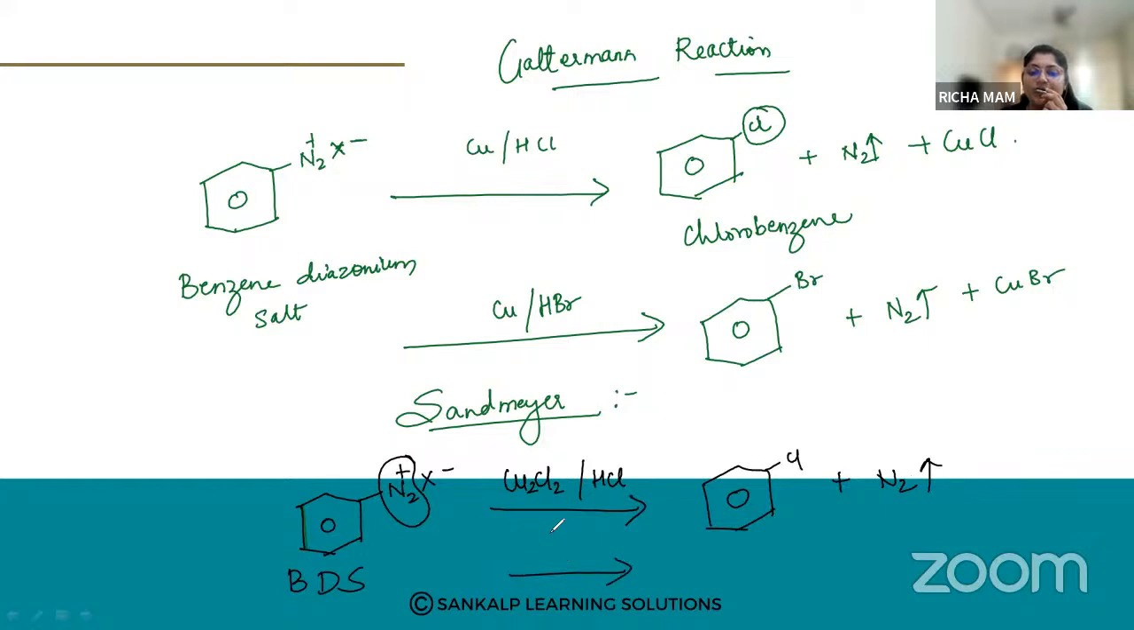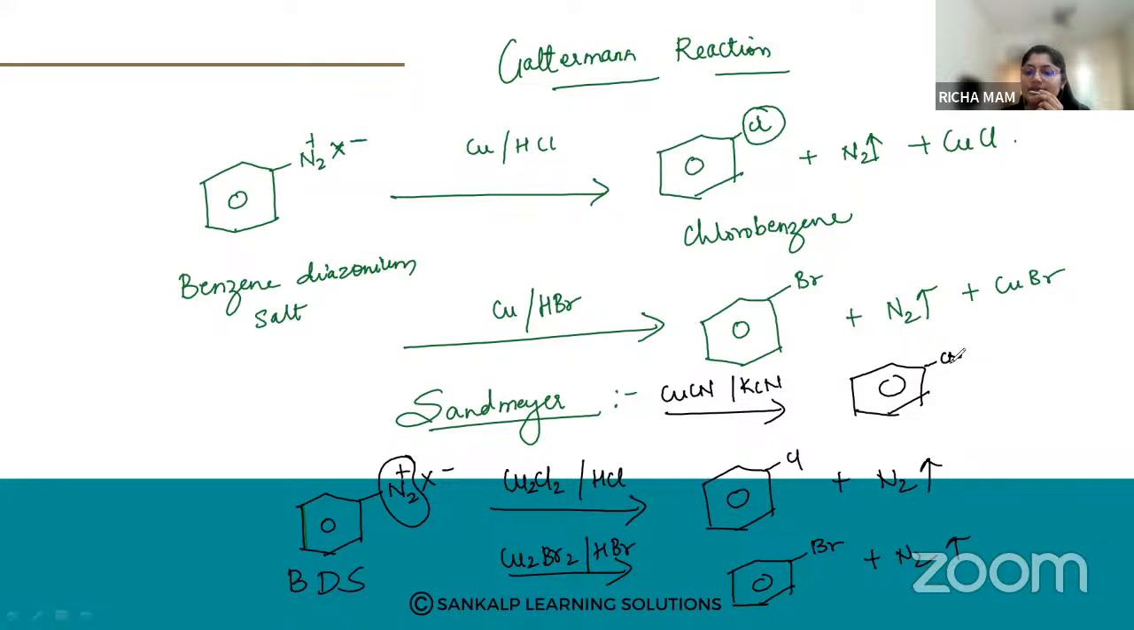If I want to take Br-, Cu2Br2 in the presence of HBr, what I'm going to get? Ar-Br plus N2 gas. If I want to introduce cyanide, it is CuCN in the presence of KCN. What I'm going to get?